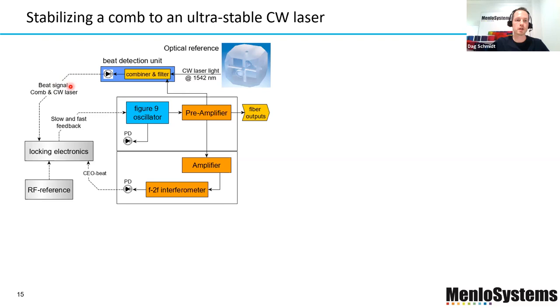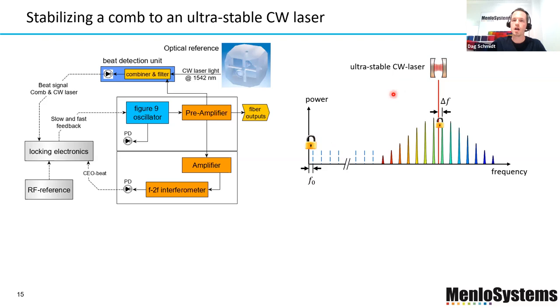So again, what happens in frequency space? No changes here for F0, but here we have the ultra-stable laser. And what we lock now is the distance between the ultra-stable CW laser and one comb mode. So we do not lock the repetition rate in this case. This is important to understand. The feedback here really gives you the distance between comb and CW laser. This is the thing you lock. So if you detune the cavity, or if this would move a little bit, the comb would follow by adjusting its repetition rate, keeping delta F constant.